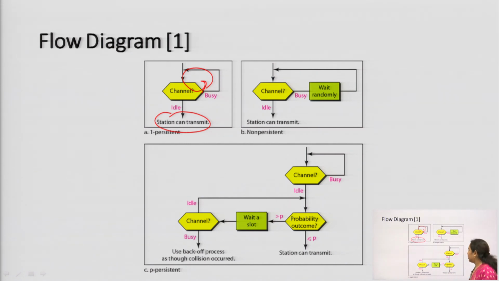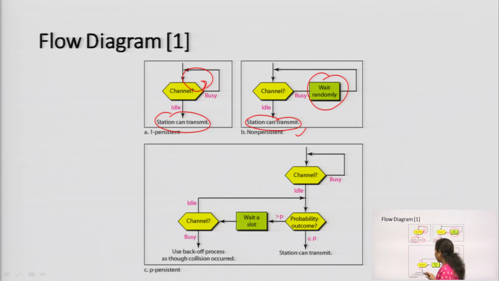In case of non persistent, it will check the channel. If it is idle, then it will transmit the data. If it is busy, then it will wait randomly for a particular time slot, and after that it will transmit the data on that channel.